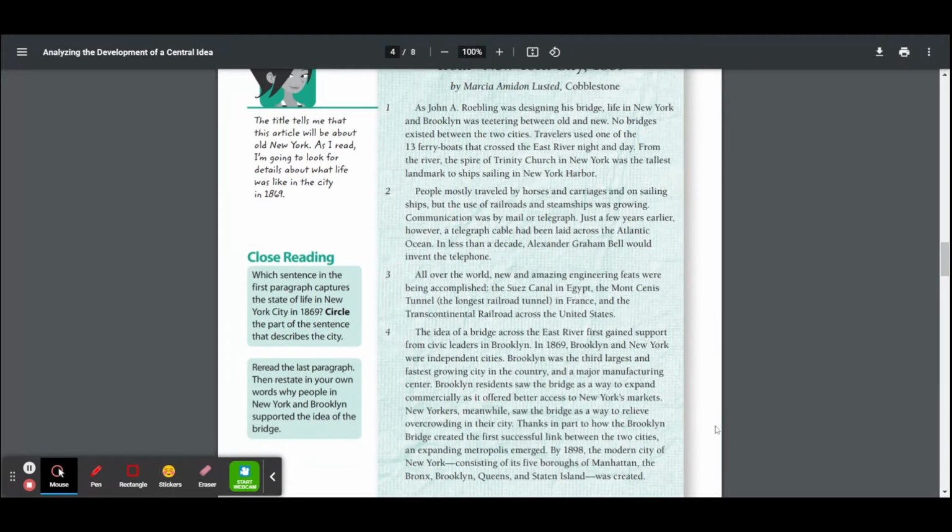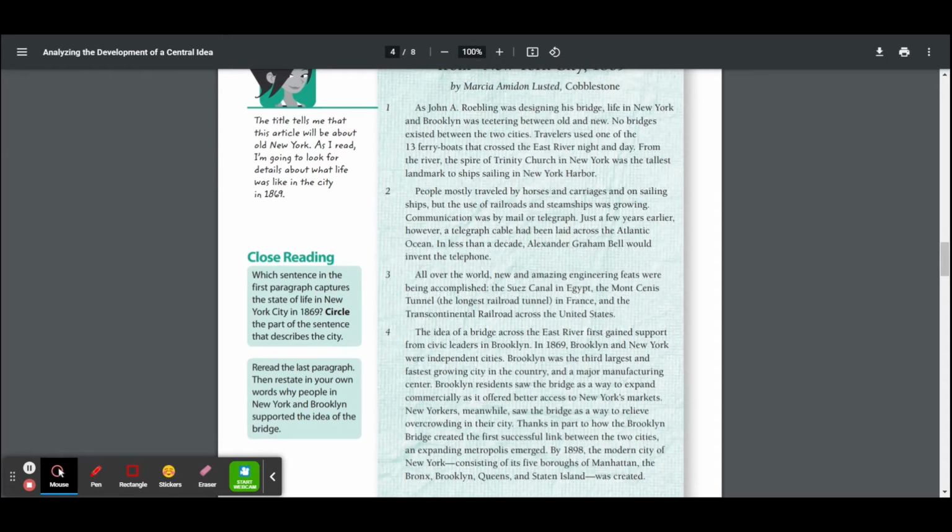The idea of a bridge across the East River first gained support from civic leaders in Brooklyn. In 1869, Brooklyn and New York were independent cities. Brooklyn was the third largest and fastest growing city in the country and a major manufacturing center. Brooklyn residents saw the bridge as a way to expand commercially, as it offered better access to New York markets.